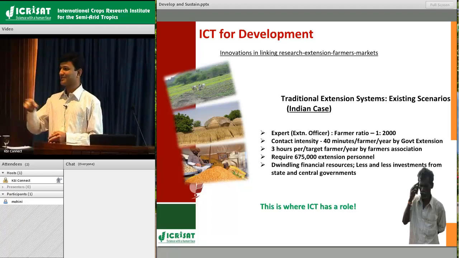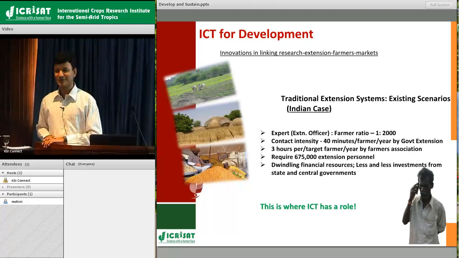365 days, because they have the larger jurisdiction. Some people have a responsibility of 23 villages or 24 villages. I'm not talking about the other responsibilities, seed distribution and everything. If you look at the extension and farmer ratio, that's 1:2,000. So those are the gaps.